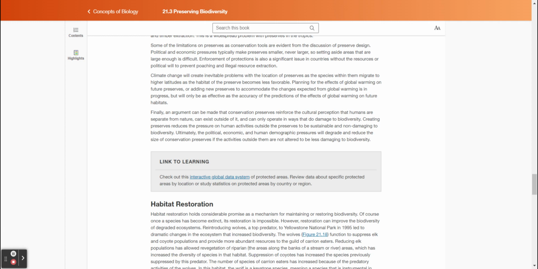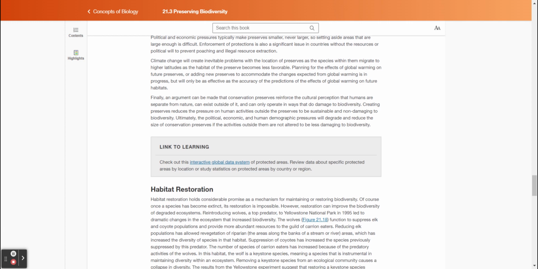Climate change will create inevitable problems with the location of preserves as the species within them migrate to higher latitudes as the habitat of the preserve becomes less favorable. Planning for the effects of global warming on future preserves or adding new preserves to accommodate the changes expected from global warming is in progress, but will only be as effective as the accuracy of the predictions of the effects of global warming on future habitats.